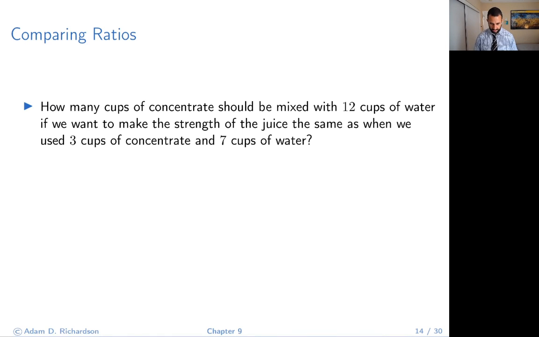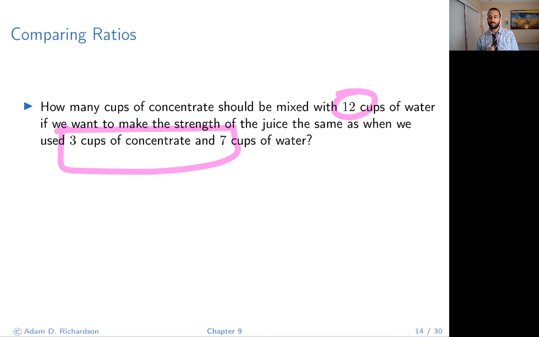Okay, what am I doing here? Oh yeah, so we're going to do this. Look at this question here. How many cups of concentrate should be mixed with 12 cups of water if we want to make the strength of the juice the same as when we used 3 cups of concentrate and 7 cups of water? Let's ponder that for a second. We've already got 12 cups of water, and we want to make the strength of the juice the same as when it was 3 to 7.